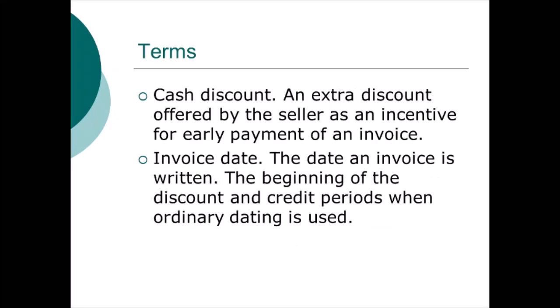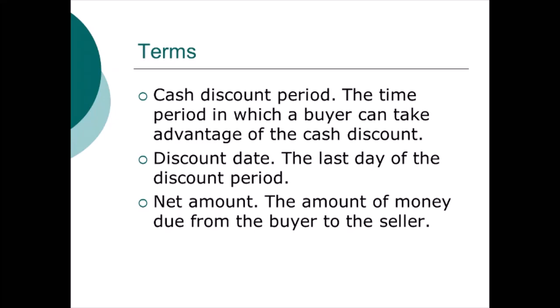Next, cash discount. It is an extra discount offered by the seller as an incentive for early payment of an invoice. Invoice date: the date an invoice is written, the beginning of the discount and credit periods when ordinary dating is used. Cash discount period: the time period in which a buyer can take advantage of the cash discount. Discount date: the last day of the discount period. And net amount: the amount of money due from the buyer to the seller.